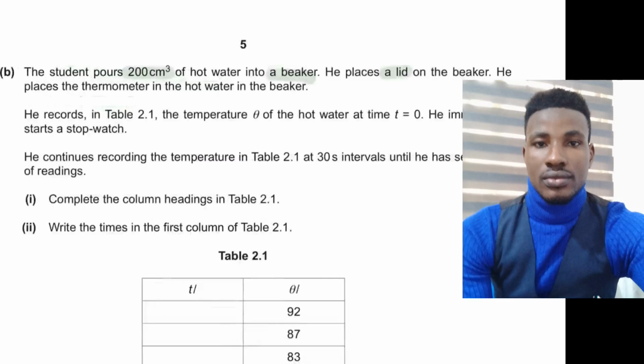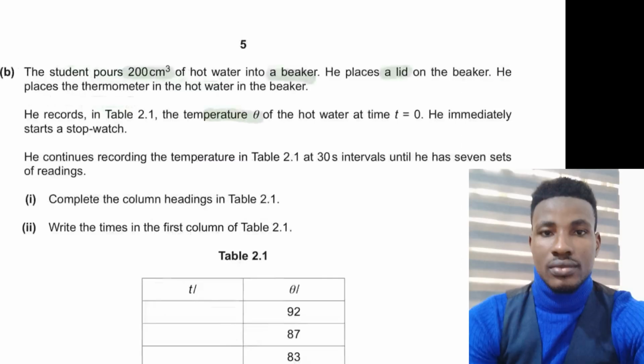He records in table 2.1 the temperature theta of the hot water at time equals to 0. He immediately starts a stopwatch. He continues recording the temperature in table 2.1 at 30-second intervals until he has 7 sets of readings.